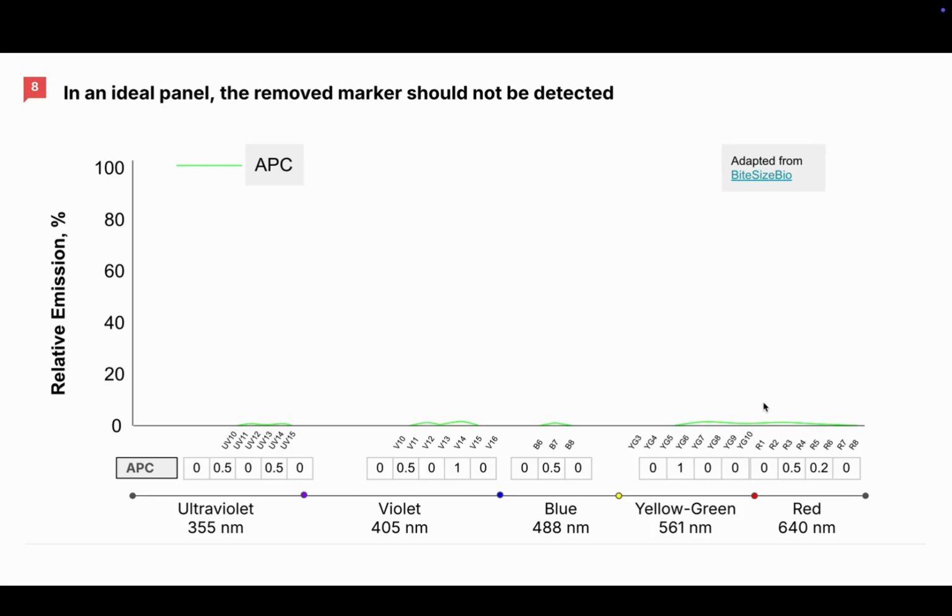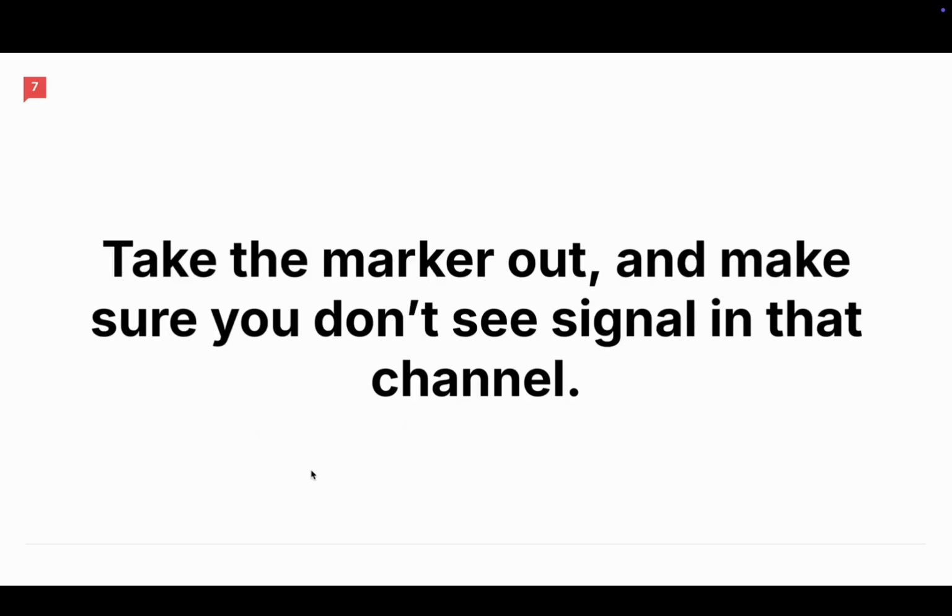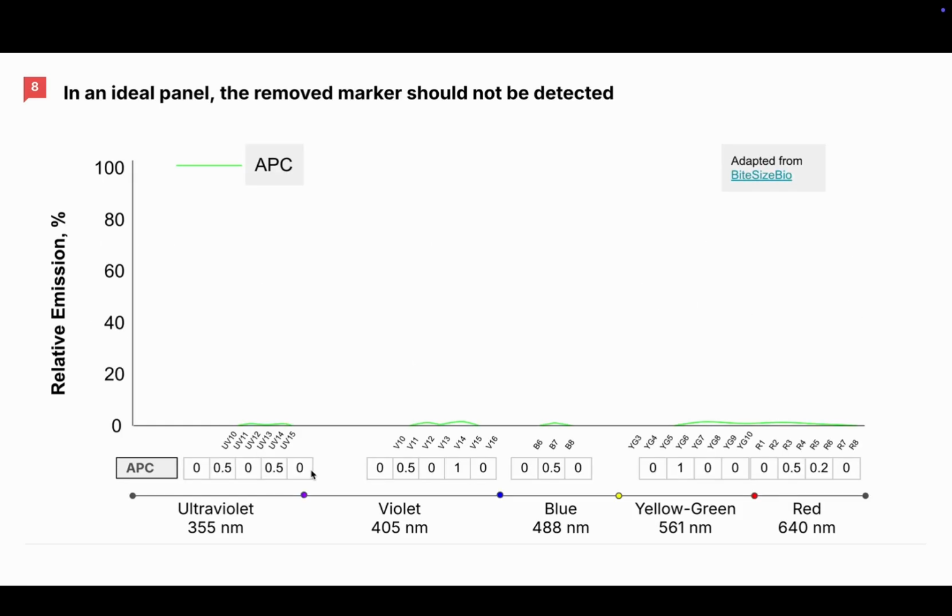So in an ideal panel, if you remove this marker, you shouldn't detect it. So imagine you run a sample with this removed marker for APC. As you look across, you shouldn't be able to see much in this particular row. In fact, that's what we're seeing. So take the marker out and make sure you don't see signal in that channel. In an ideal panel, the removed marker shouldn't be detected.